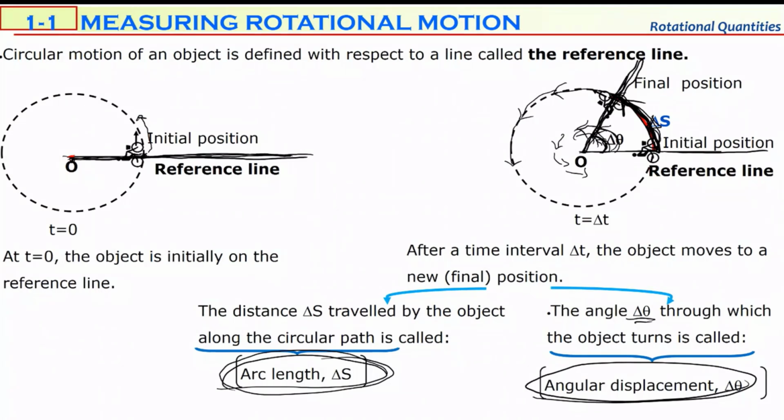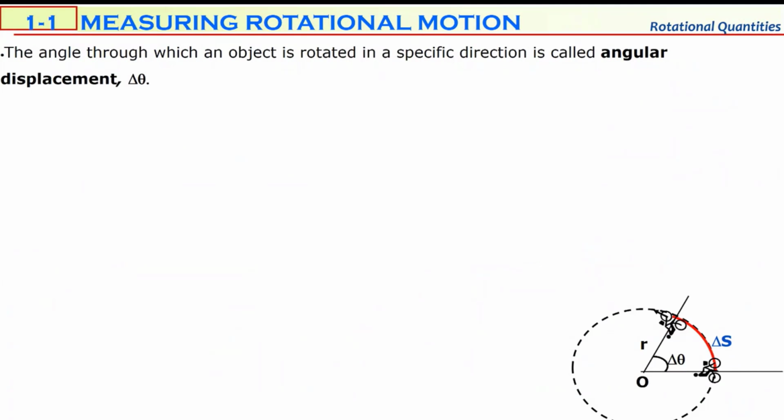Yes, thank you. The definition of angular displacement is given in your book like this: the angle through which an object is rotated in a specific direction is called angular displacement. That is, the object is turning in a specific direction. This specific direction has a meaning. Now you will learn it, because sometimes this bicycle can turn like this, or maybe it can turn like that.